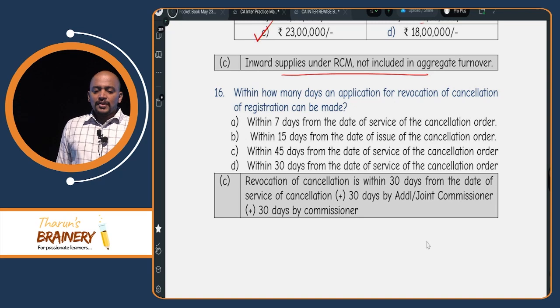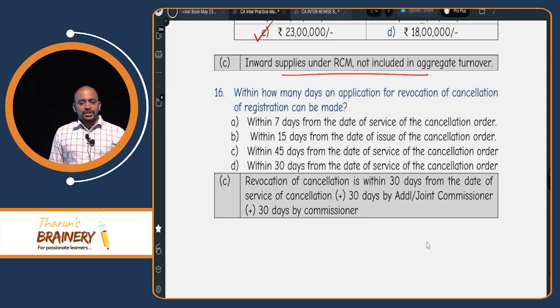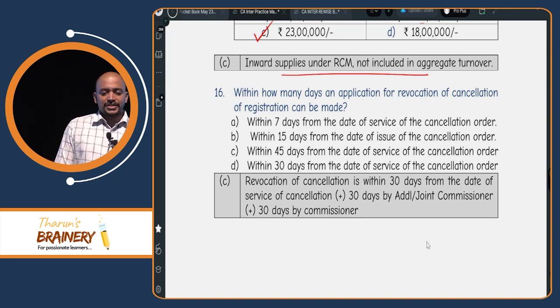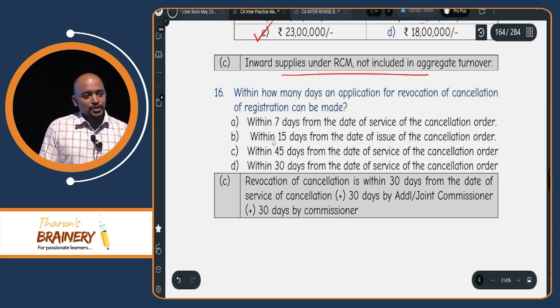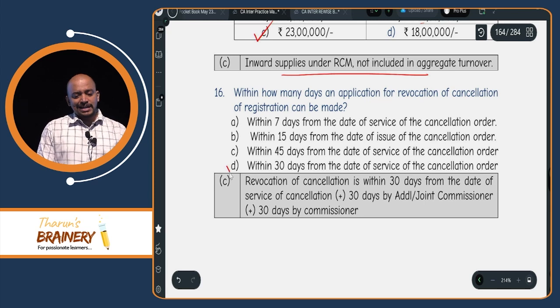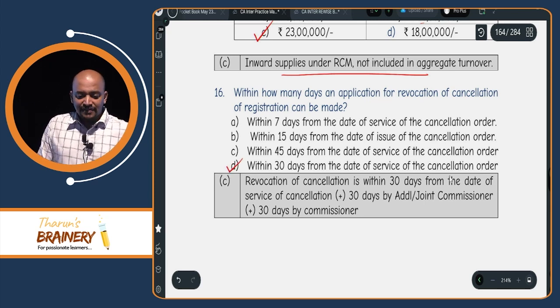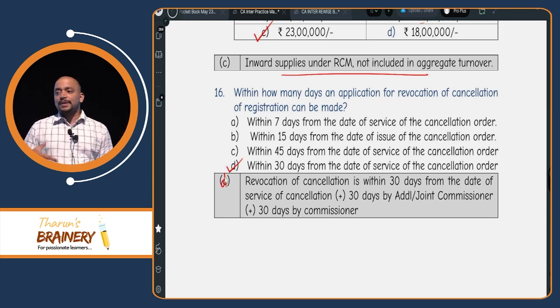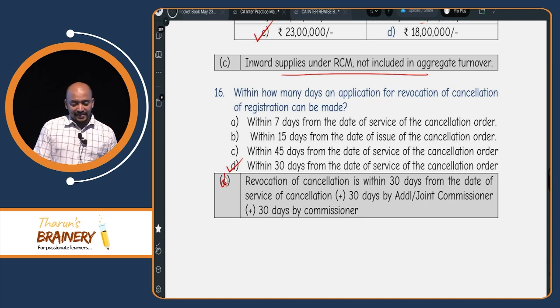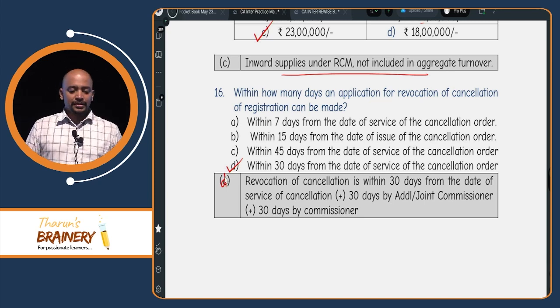Question 16. Within how many days can an application for revocation of cancellation of registration be made? In the given options, within 30 days from the date of service of cancellation order. Option D is the answer. And it can be extended for a further period of 30 days and a further 30 days by the commissioner.